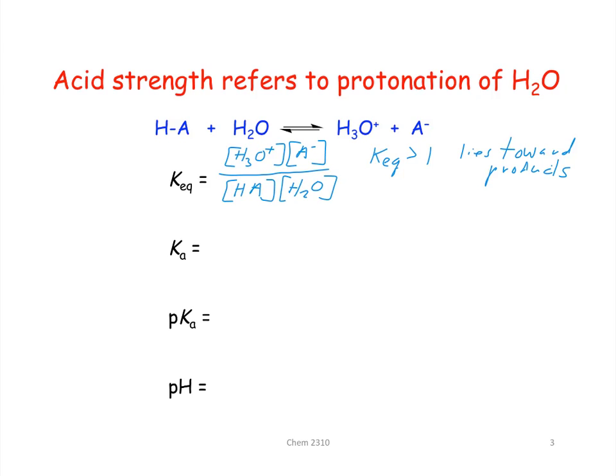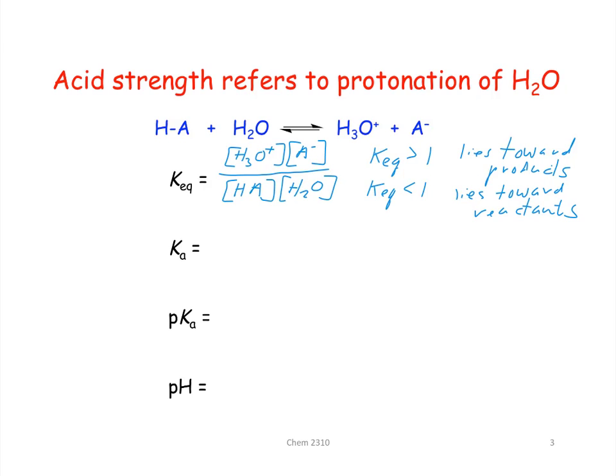Right? Because for the equilibrium constant to be greater than 1, the numerator, which is the products, has to be bigger than the denominator. If the equilibrium constant is less than 1, that means the denominator is bigger than the numerator, and so the equilibrium lies toward the reactants.